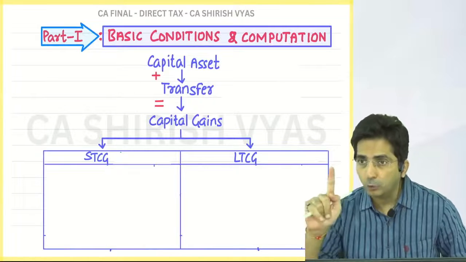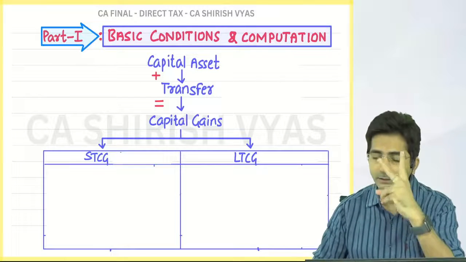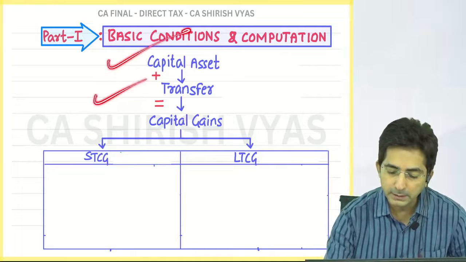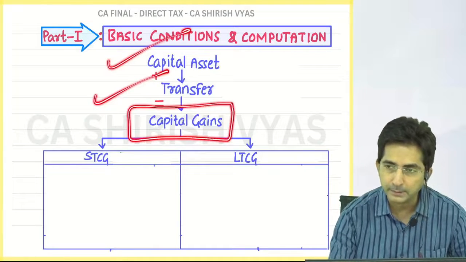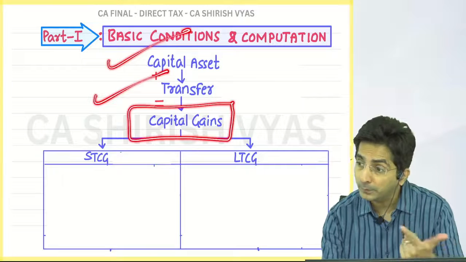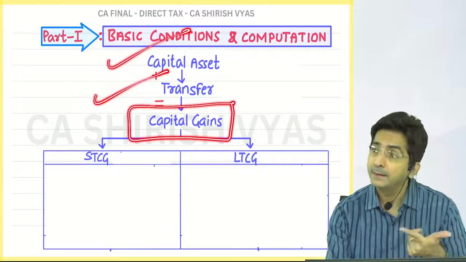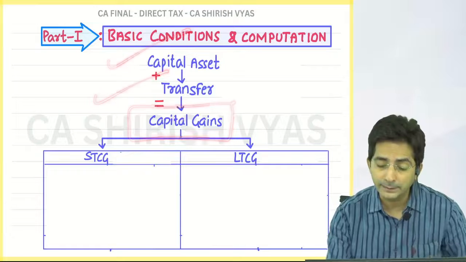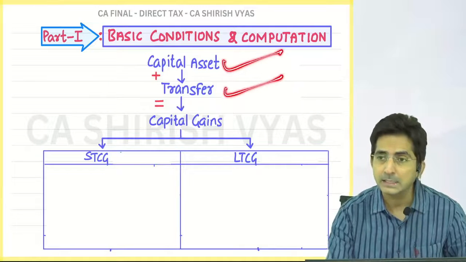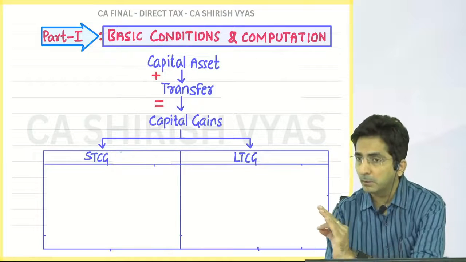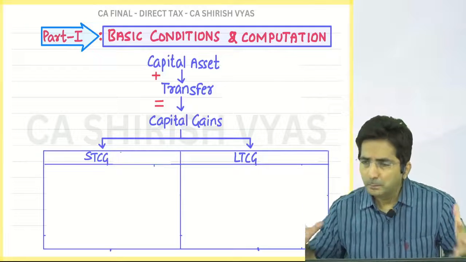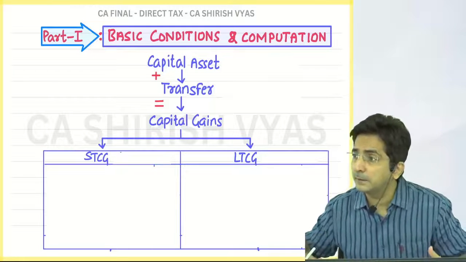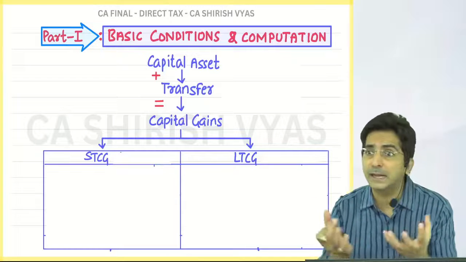Okay, see, for when to compute there are two conditions. If these two conditions are fulfilled, then compute capital gains. You asked when to compute, then compute whenever these two conditions are satisfied. Condition number 1, there must be a capital asset. Plus there must be a transfer, then capital gains will arise.